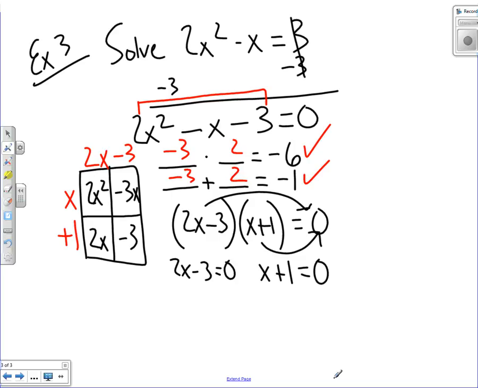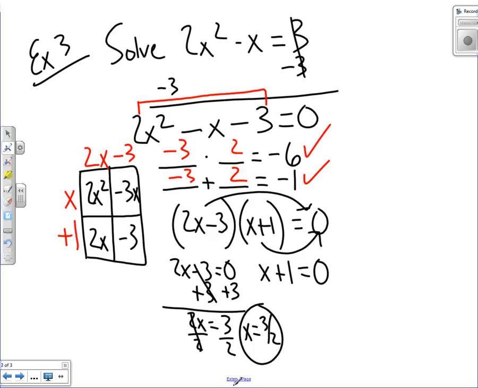To solve the first equation, this 2x minus 3, we're going to add 3 to both sides. We get 2x equals 3. Divide both sides by 2. And so one solution is 3 over 2. To solve this second equation, we subtract 1 from both sides. That's looking good. And what's 0 minus 1? Negative 1.